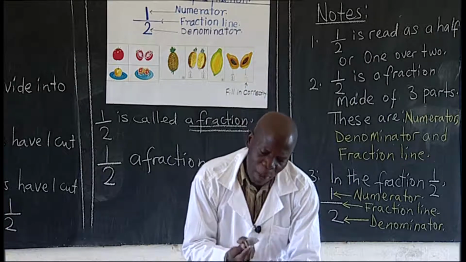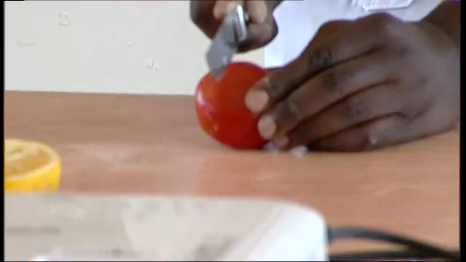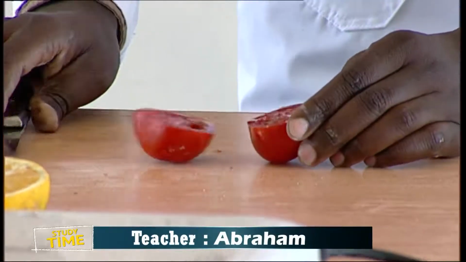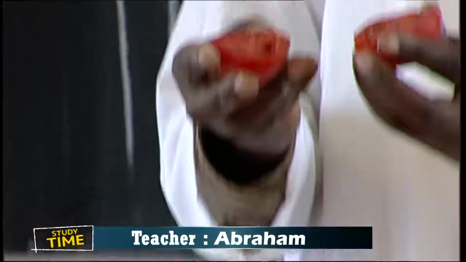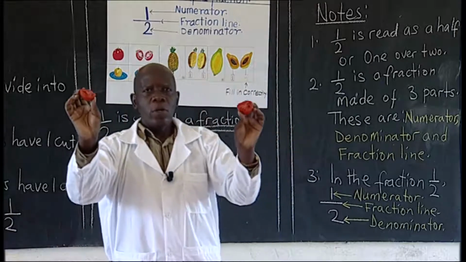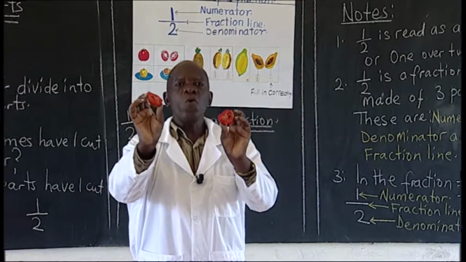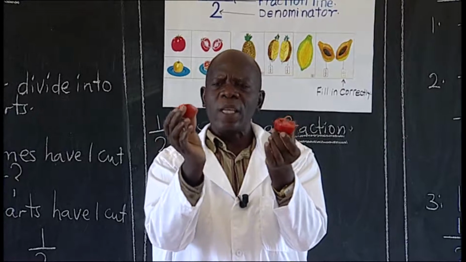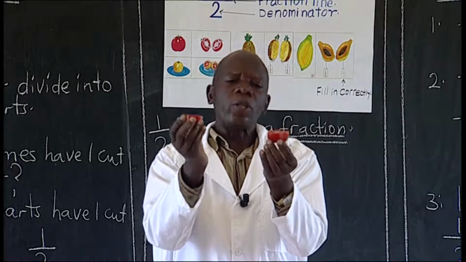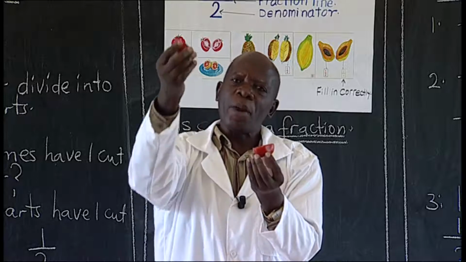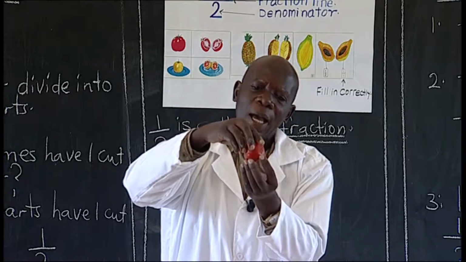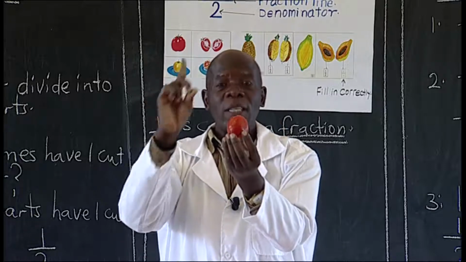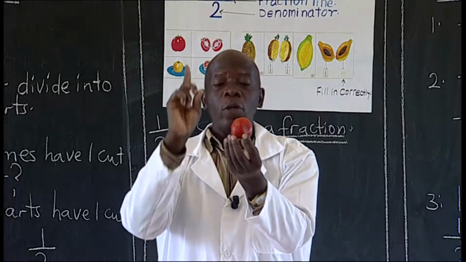So now I'll get my knife. Then I cut it like this. Wow. So the tomato is cut into 2 equal parts. What shows that the tomato is cut into 2 equal parts? What shows this is that when I bring this part and I add it here, the tomato is now complete. It is now 1. It is 1 full tomato.